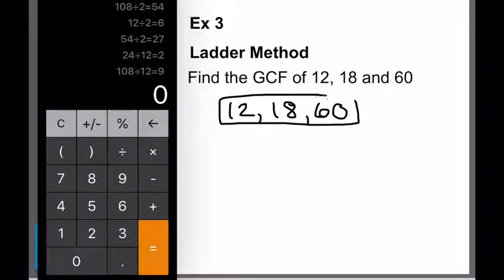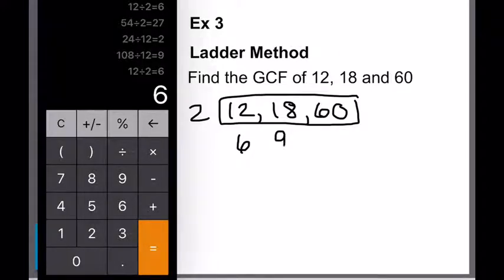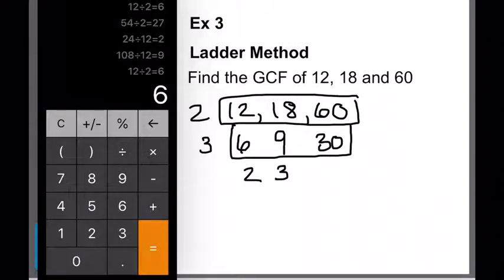All three of those numbers are even. So I'm going to divide all of them by 2. 12 divided by 2 is 6. 18 divided by 2 is 9. And 60 divided by 2 is 30. All three of those numbers cannot be divided by 2, but they can be divided by 3. 6 divided by 3 is 2. 9 divided by 3 is 3. 30 divided by 3 is 10.